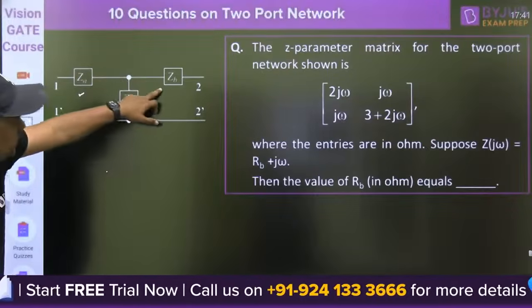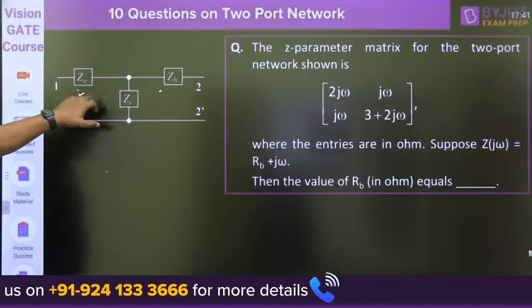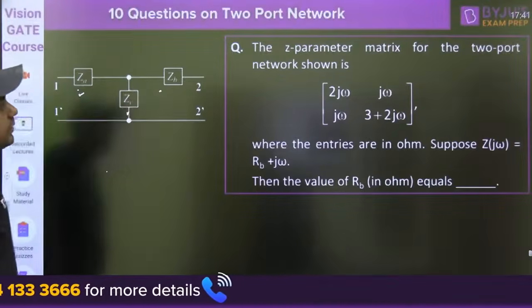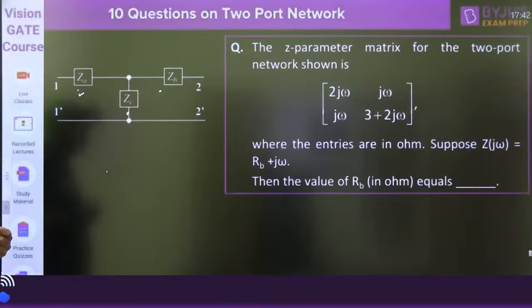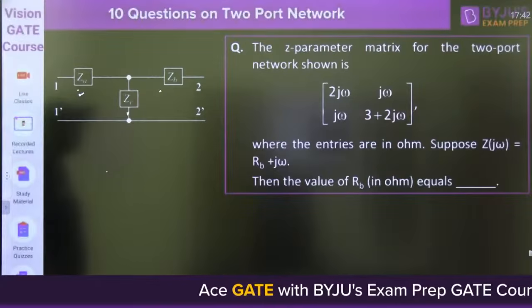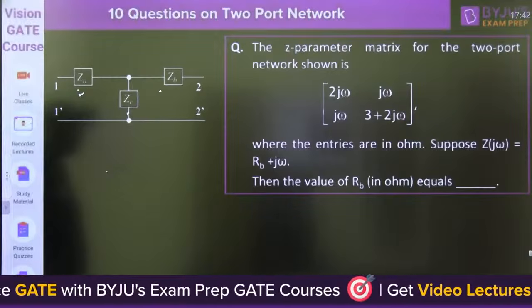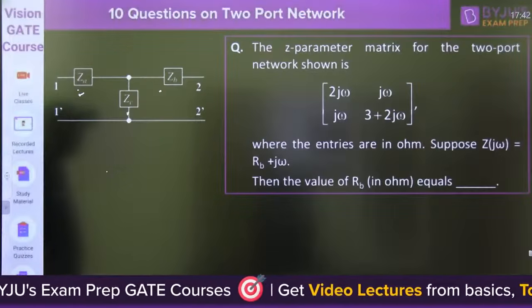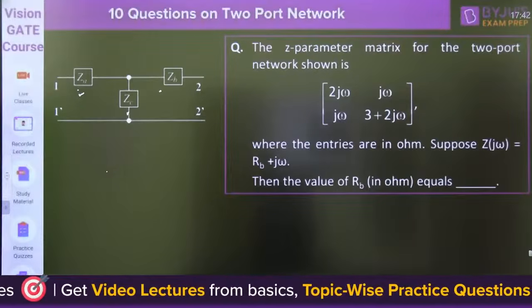ZA, ZB, ZC. It is a T network. ZA is given. Remember, this is the ZC. This is the ZB. Z parameter is given. Entries are in ohm. Suppose ZB(j omega) is equal to RB plus j omega. Then what is the value of RB? Tell me which answer is correct here.